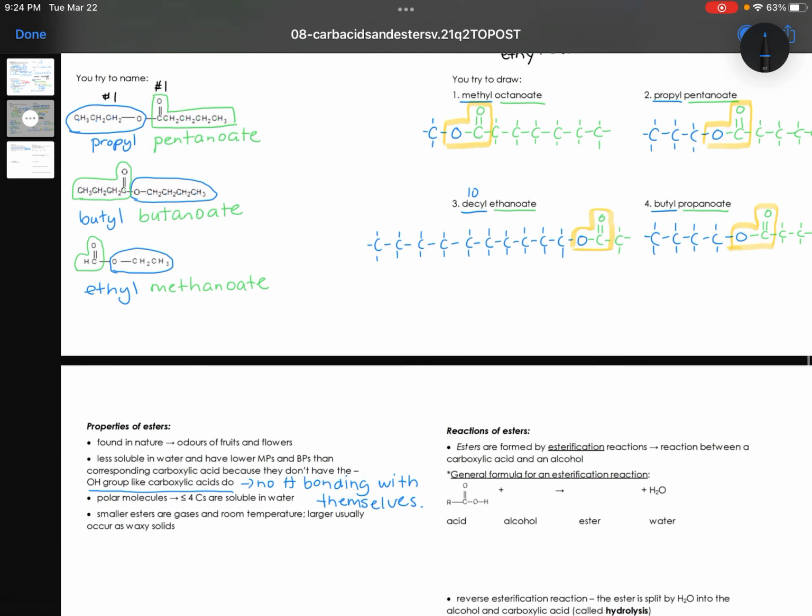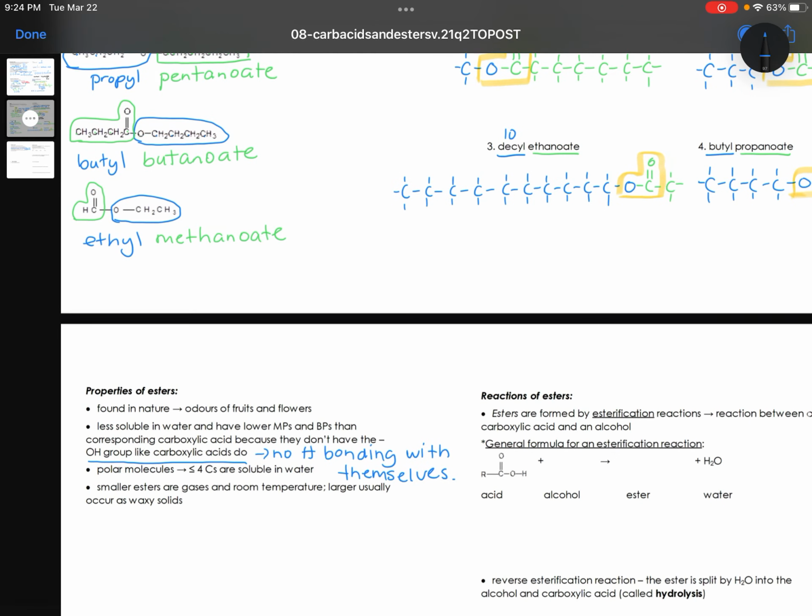And like I said, smells are often esters. You can find them naturally. We could have made them in class if we weren't restricted by making the whole school smelly.